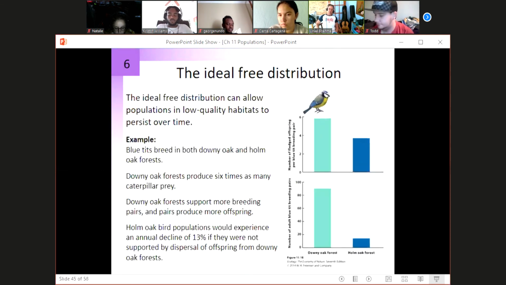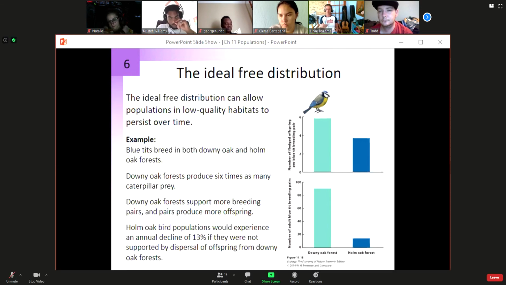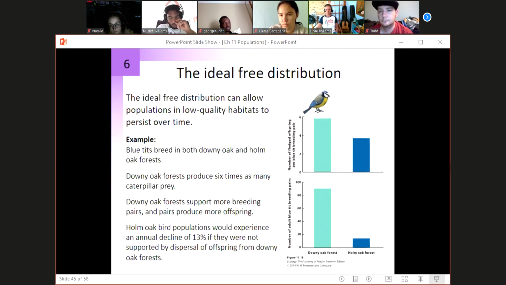So this is another example of the ideal free distribution, and specifically it's looking at different types of oak forest, because this particular bird breeds in these forests, but one is considered better than the other. Downy oak forests generally produce 6 times as many caterpillars, and that's what the birds need to eat. However, there's only so much room in there, so you do see a certain number of birds that will go over to the holm oak areas because there aren't enough nesting spaces and food in the downy oaks.